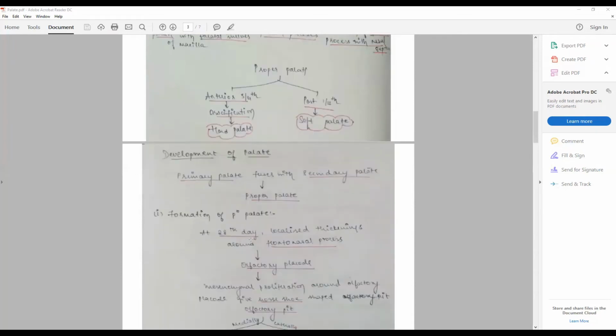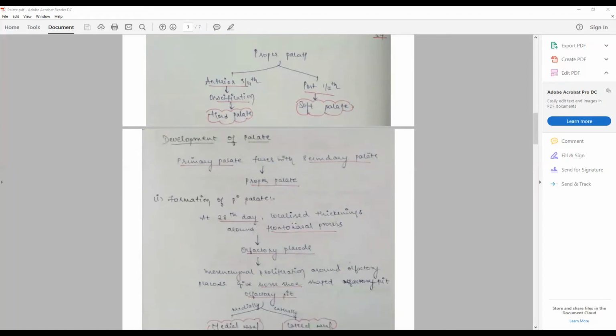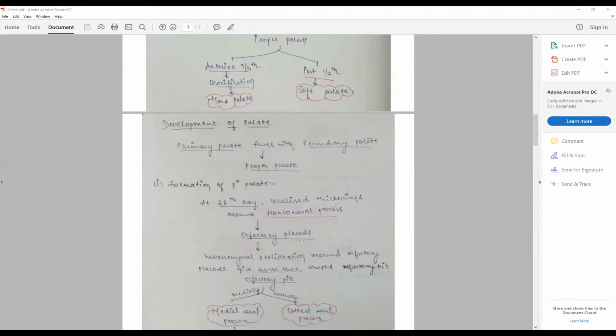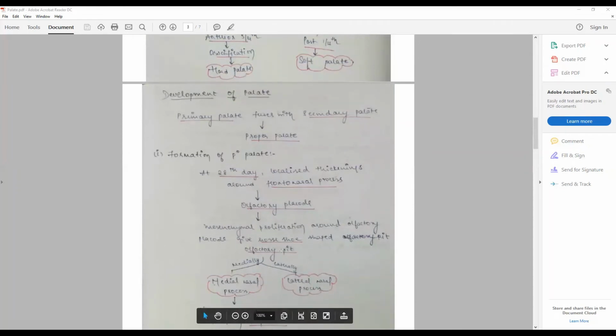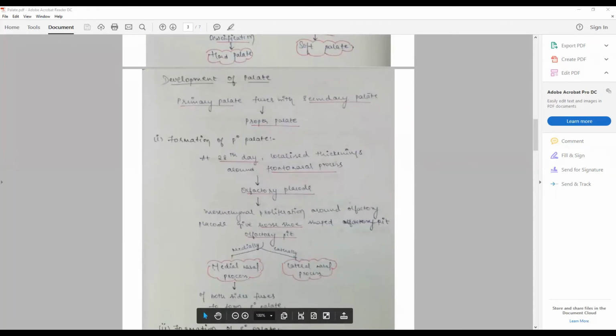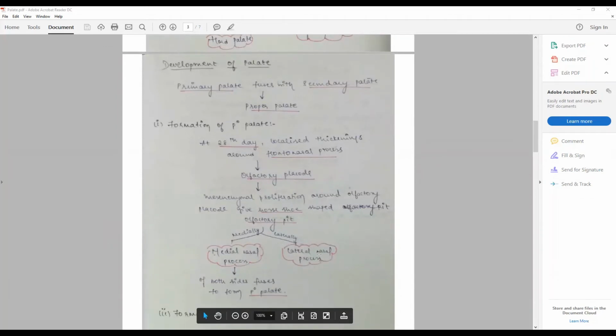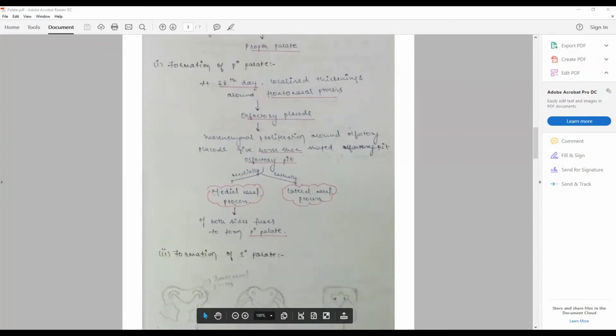The formation of primary palate occurs at the 28th day of intrauterine life, or at the 4th week. It is initiated as localized thickenings around the frontonasal process along the side of the olfactory placode, and there is a mesenchymal proliferation around this olfactory placode that gives a horseshoe shape to form the olfactory pit, which medially gives rise to the medial nasal process and laterally the lateral nasal process. The medial nasal processes of both sides fuse to form the primary palate, which happens at about 7 to 8 weeks.